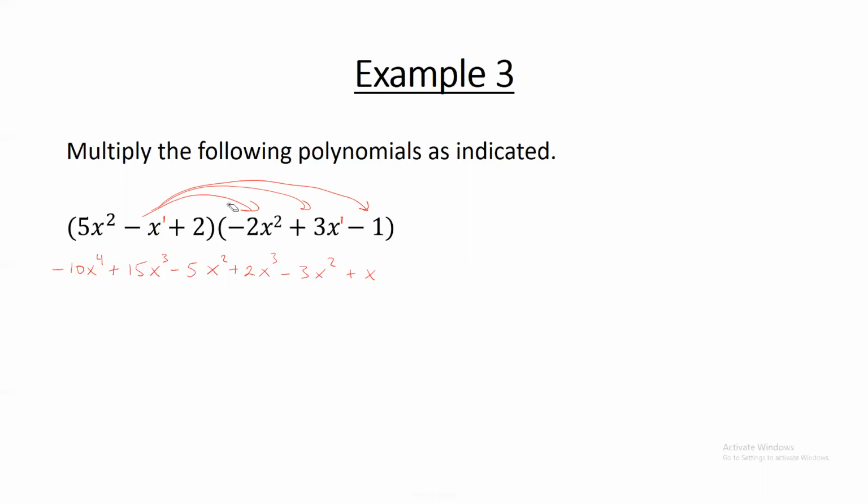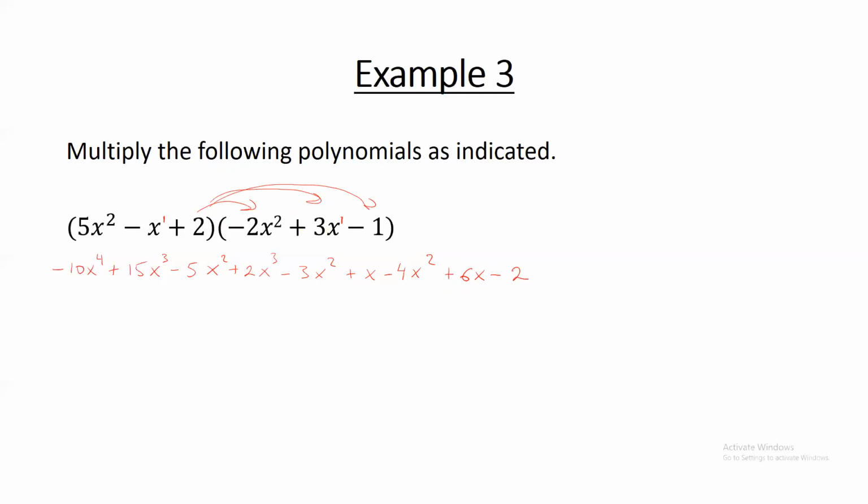Finally, we can distribute the 2 into each term. So 2 times negative 2x squared is minus 4x squared. 2 times 3x is 6x. And 2 times negative 1 is minus 2.